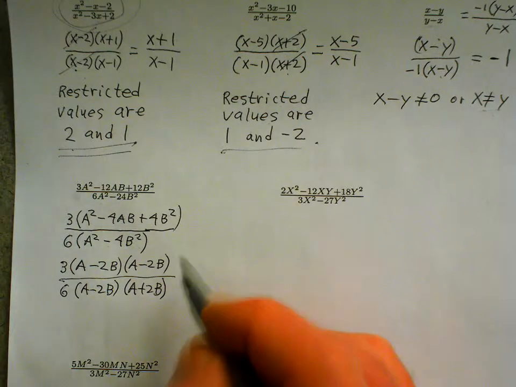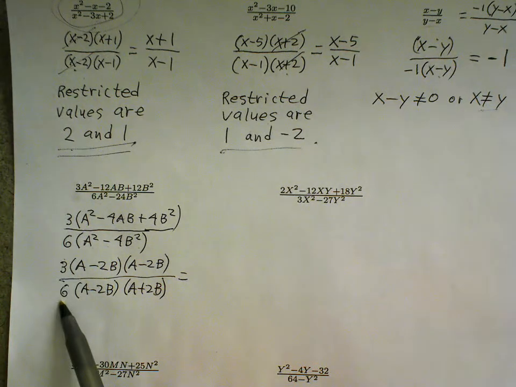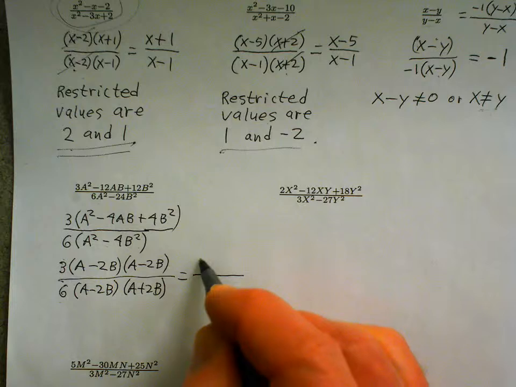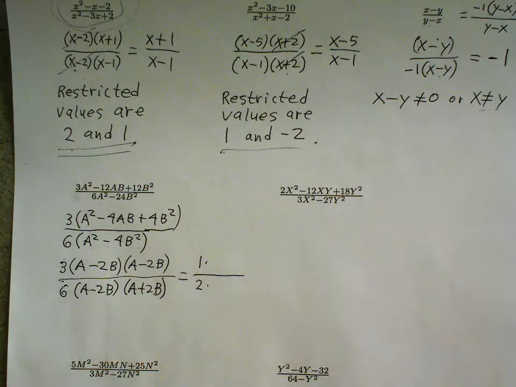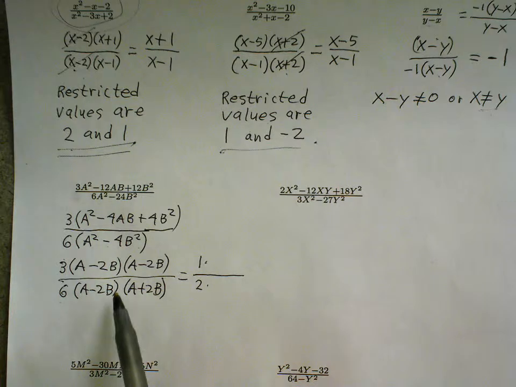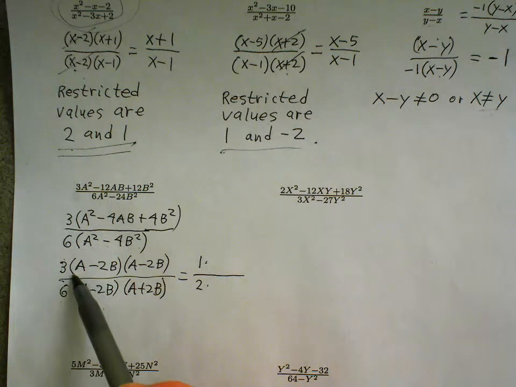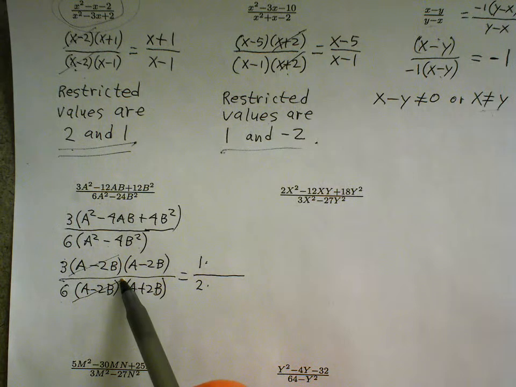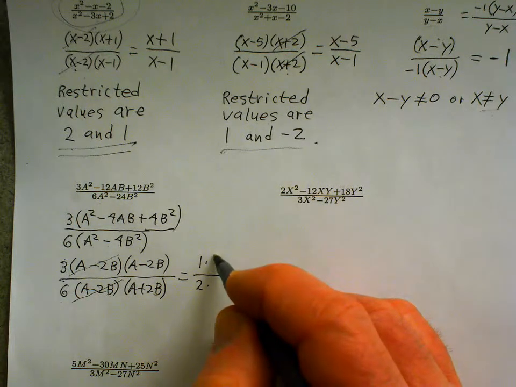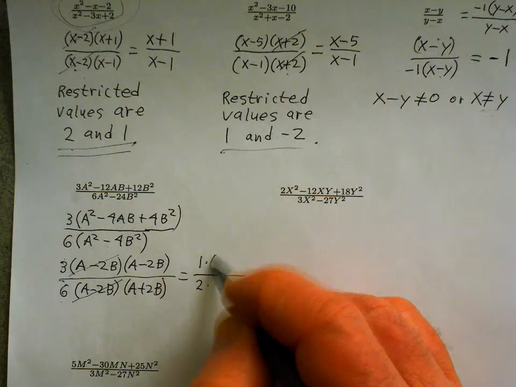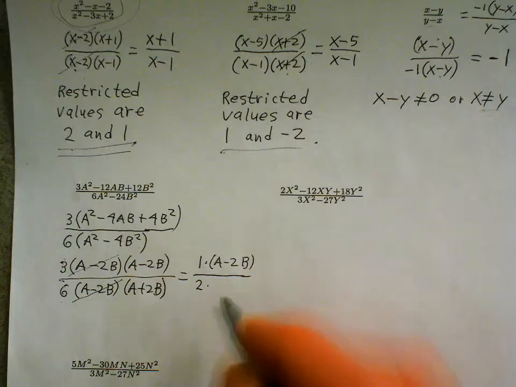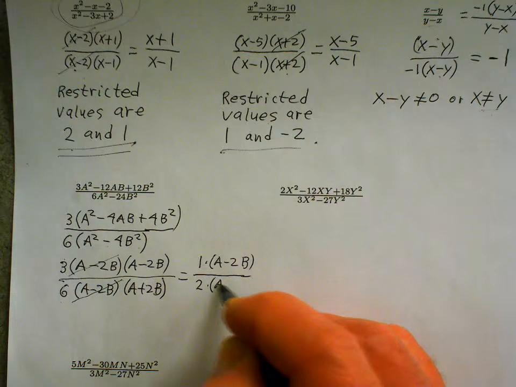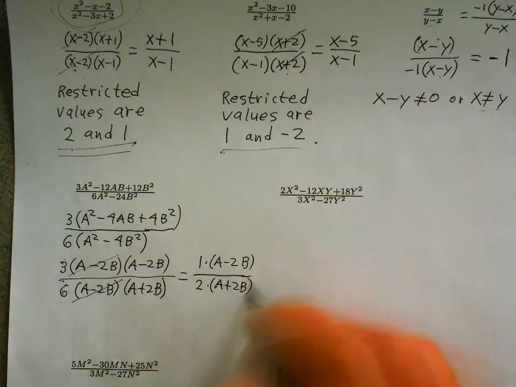Okay, so in lowest terms, 3 divided by 6 reduces to 1 divided by 2. And then 1 factor of a minus 2b cancels with 1 factor of a minus 2b from the denominator. And so we'll get 1 times a minus 2b in the numerator and 2 times a plus 2b in the denominator.